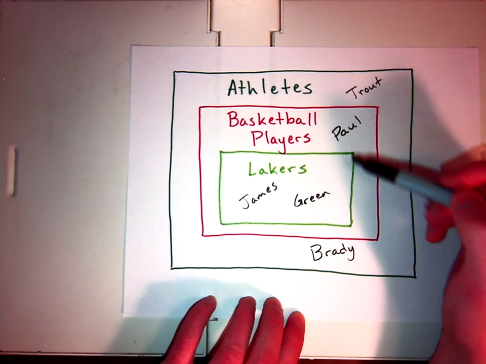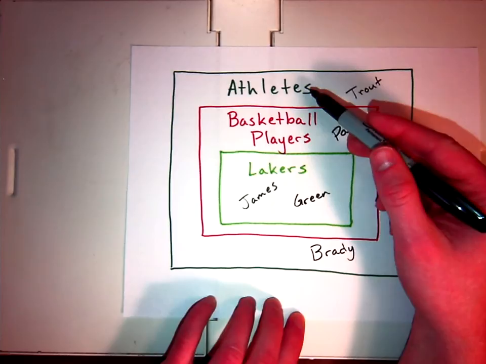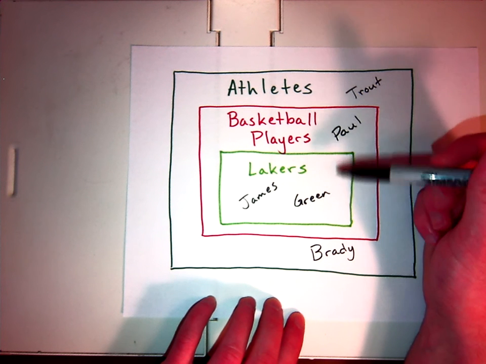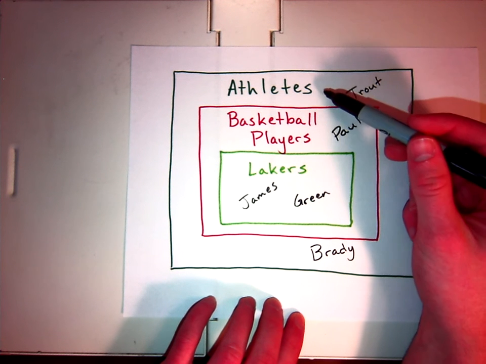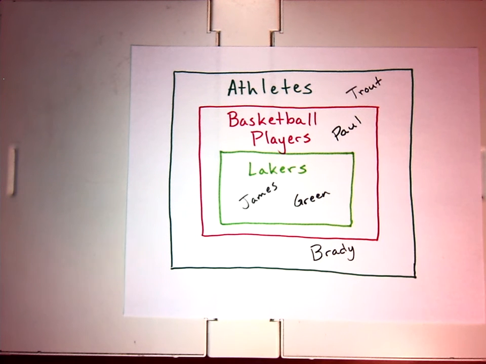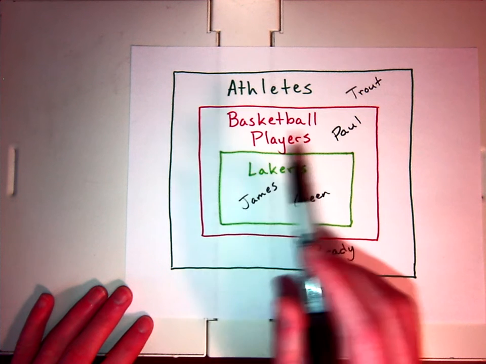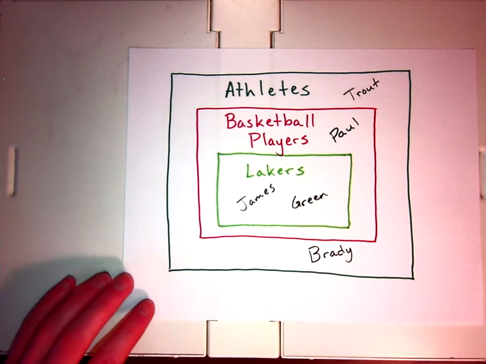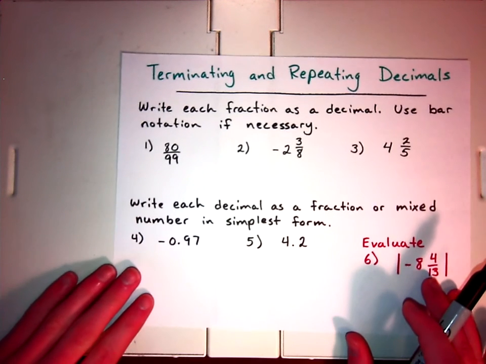So we see this example of something very broad getting even more specific. Every single time, LeBron James is a basketball player and an athlete. Danny Green is a basketball player and an athlete. All the players on the Lakers are athletes, but not all athletes are Lakers. These are umbrella terms, the things that cover other things. Athletes covers basketball players and Lakers. And that's what we have with rational numbers: rational numbers cover integers and whole numbers, but not all rational numbers are whole numbers.